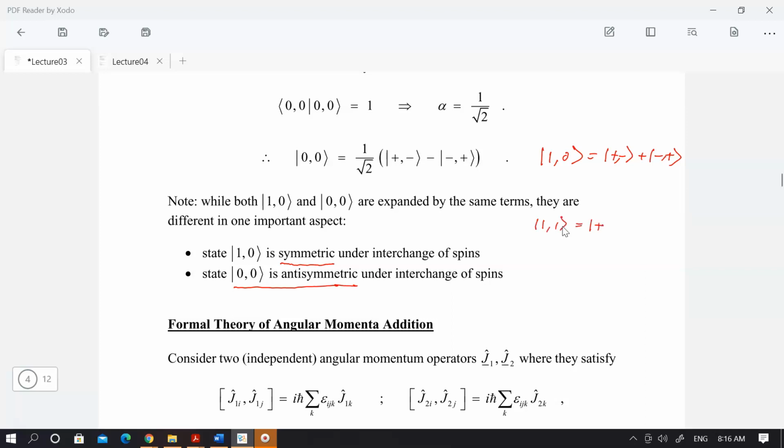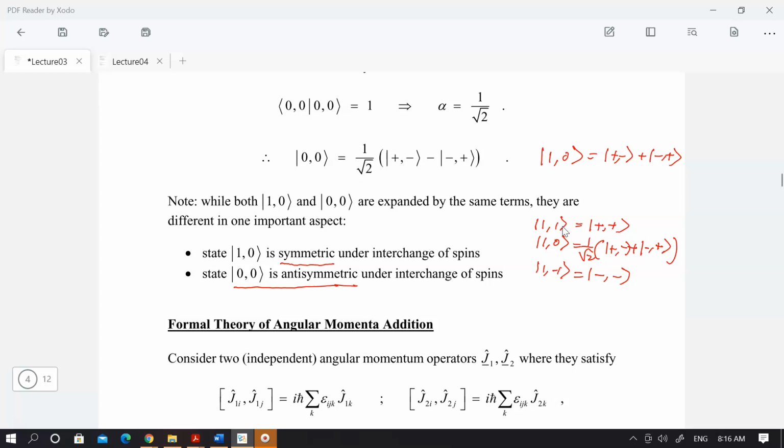remember, let me just write it down here, 1 1 is plus plus, and 1 0 is 1 over square root 2 times plus minus plus minus plus, and then 1 minus 1 is minus minus. It's not only 1 0 being symmetric, but you'll see that the state 1 1 and the state 1 minus 1 are also symmetric, because if you interchange the two spins, you get back the same state.